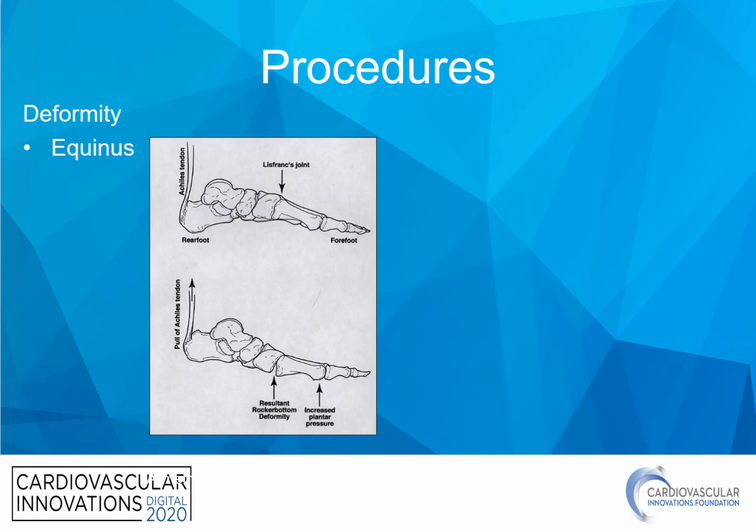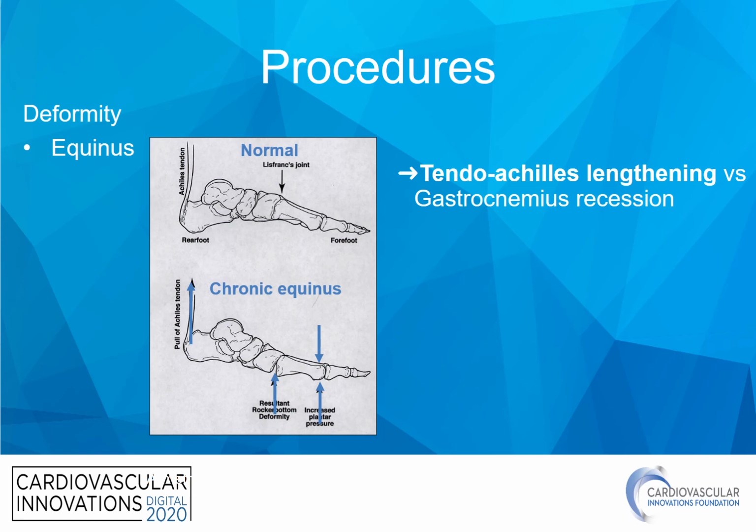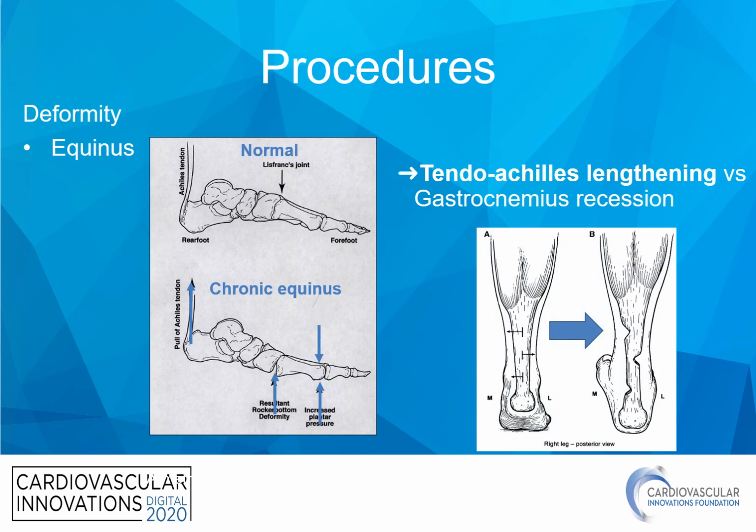So lastly, I want to address a major contributing factor in forefoot ulcers, that equinus. So a normal foot, the Achilles tendon is not contracted and you don't get driving force down into the forefoot. But in chronic equinus, you see it's pulling up on the heel. You get increased plantar pressures from the forefoot being driven into the ground. So addressing this is commonly done with the tendo-Achilles lengthening versus a gastroc. You can do it a percutaneous approach.